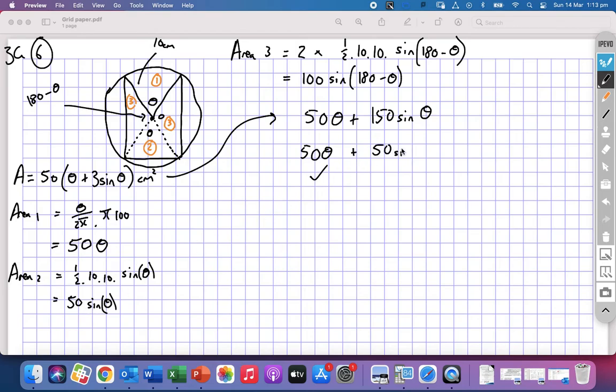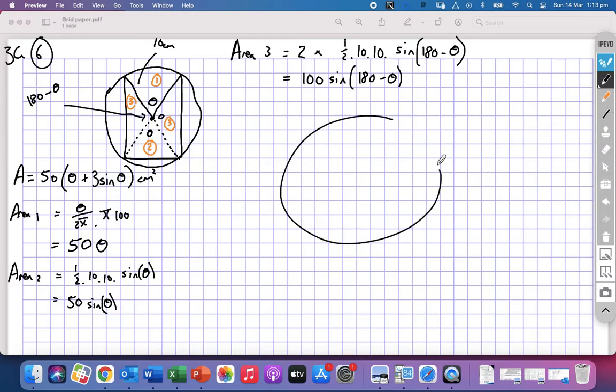Well, that was looking pretty good. And then I've got 100 sine 180 minus theta. Now, if that sine 180 minus theta is just sine theta, there's my 150 sine. This is a clue that we could tidy this up. So you can see it on a unit circle. There's a nice little angle identity.